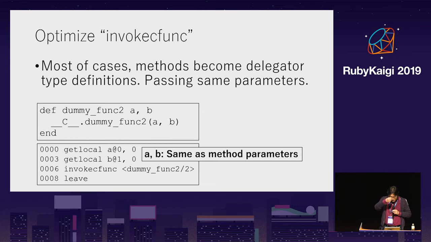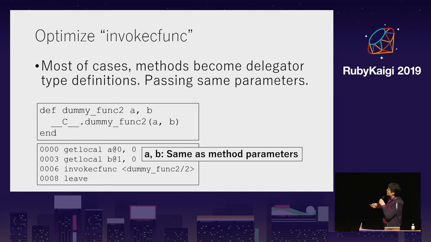So the first optimization is parameters. In most cases, the parameters should be the same. So in this case, a dummy function accepts the parameters A and B and calls the C function with A and B, then the compiled code will be here.